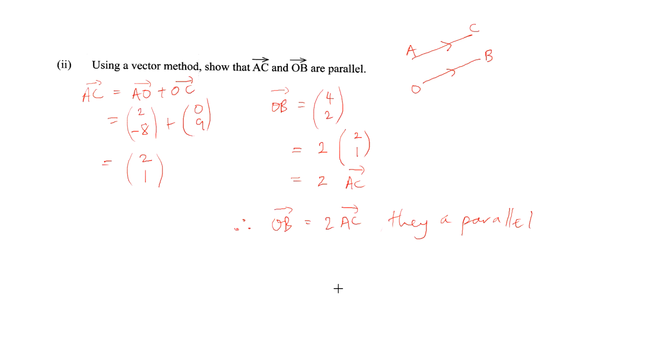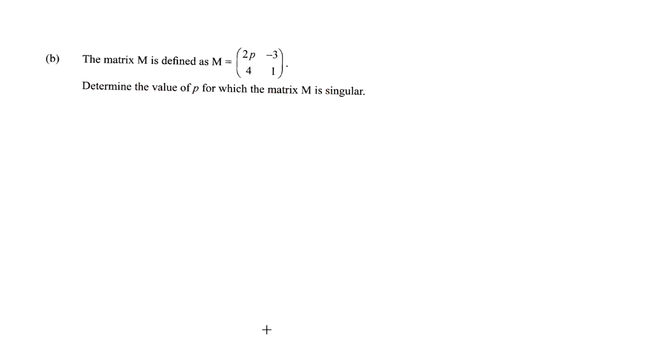All right, so this is how we show that the two vectors are parallel. All right, so now we have another question here. We have a matrix M, which is defined by this matrix here. They want to determine the value of P for which the matrix is singular.